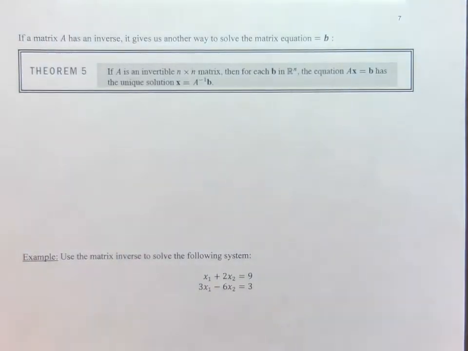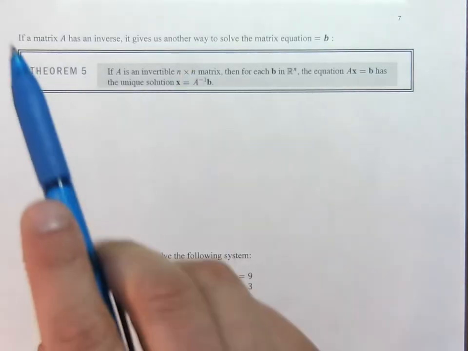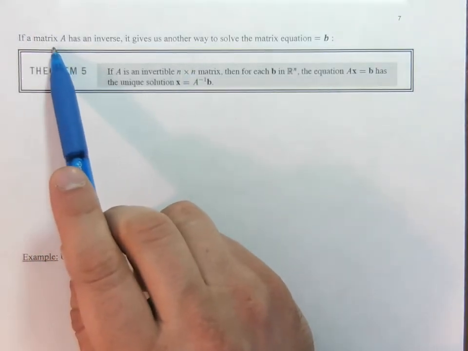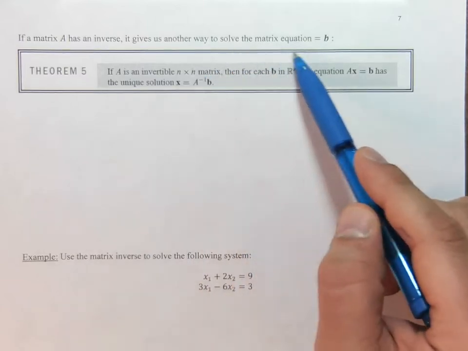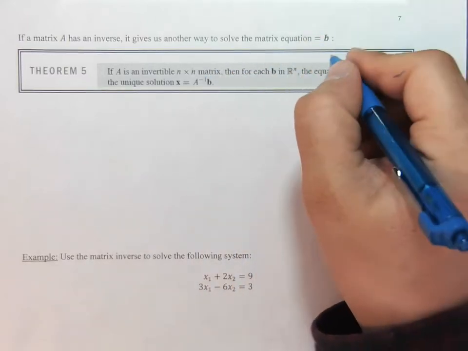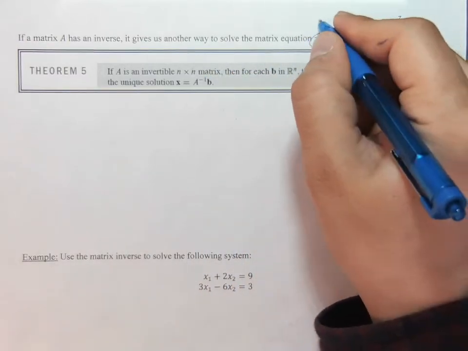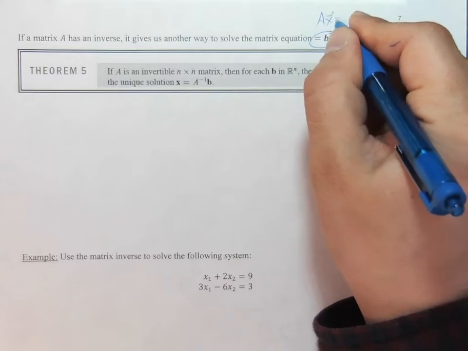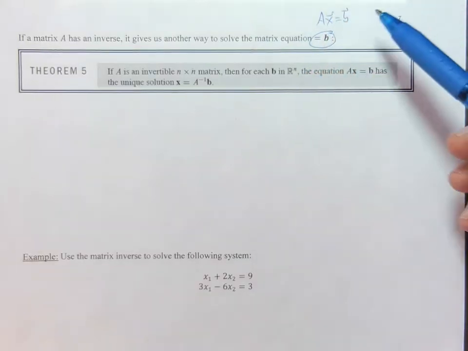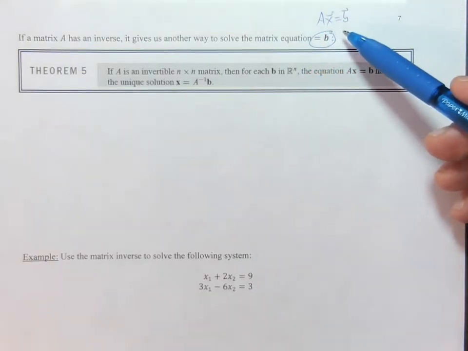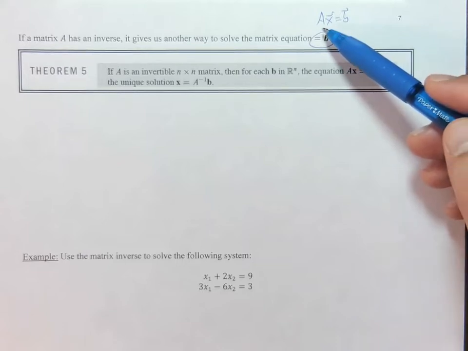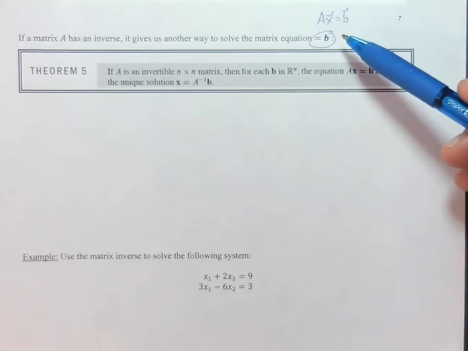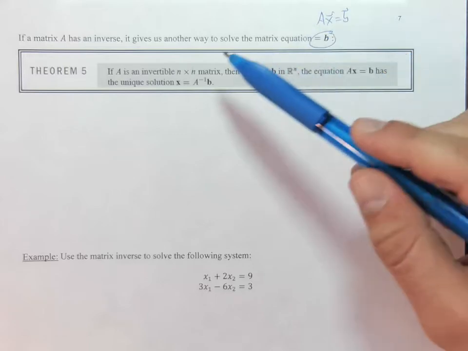So there's a typo here, I just noticed. This tells us if a matrix A has an inverse, it gives us another way to solve the matrix equation. And so this should say AX equals B. Sorry about that. So if we have a matrix equation and we know the inverse of A, then we can solve this equation pretty easily. And so here's how.